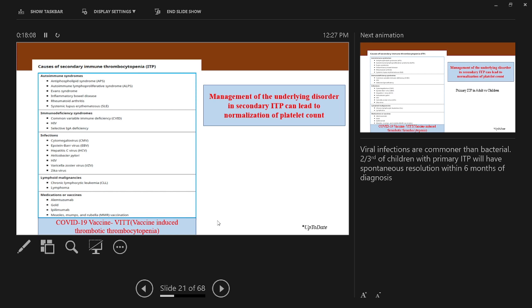TTP, HUS patients can be there. There could be drug-related causes like I have enumerated. Many patients take anticoagulants and antiplatelet drugs which we are prescribing. So dengue presents with thrombocytopenia, malaria presents with thrombocytopenia, and other viral infections and tropical fevers.